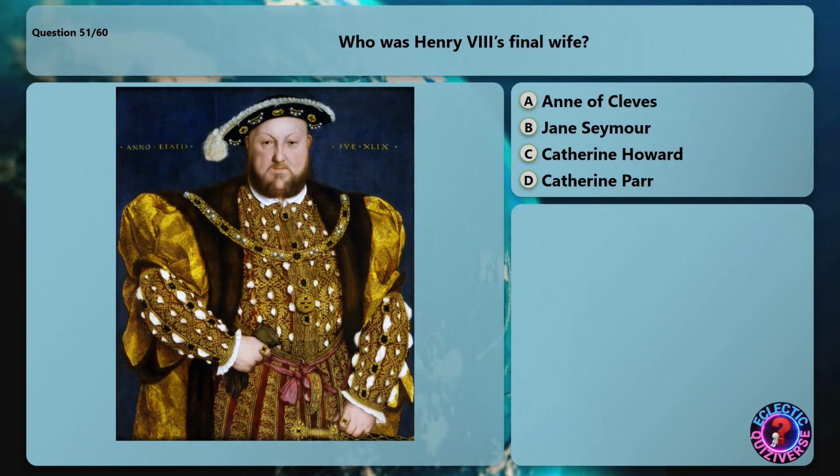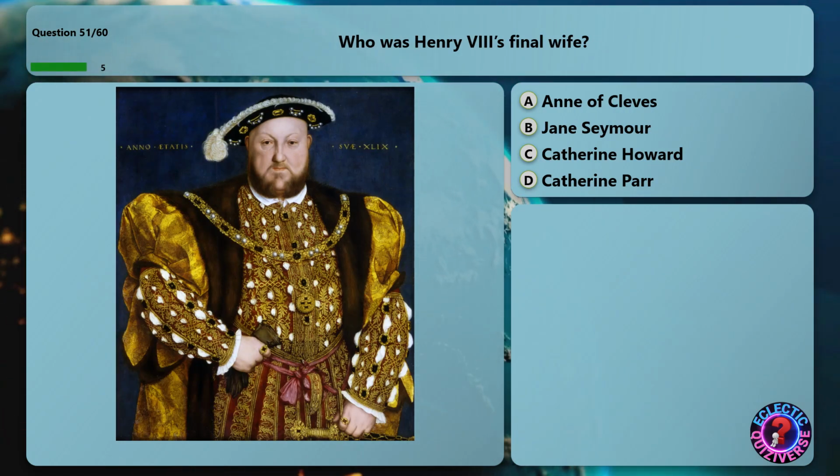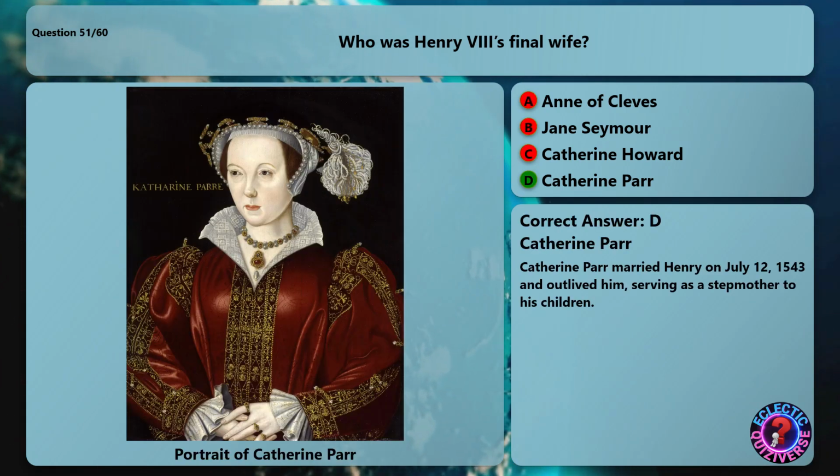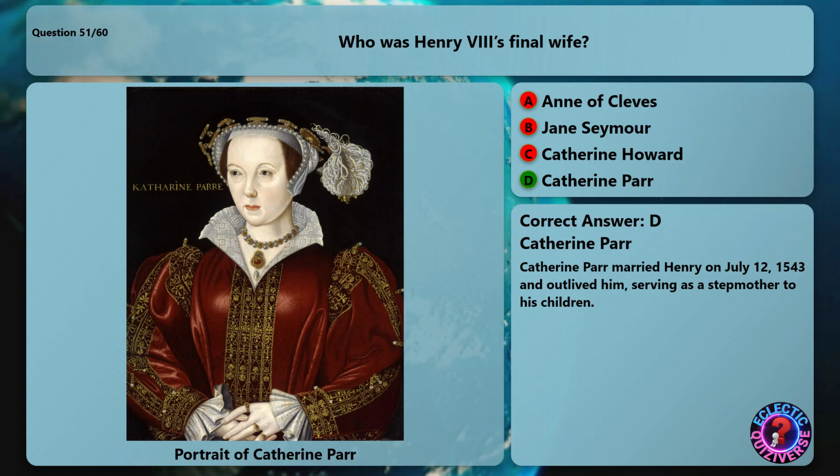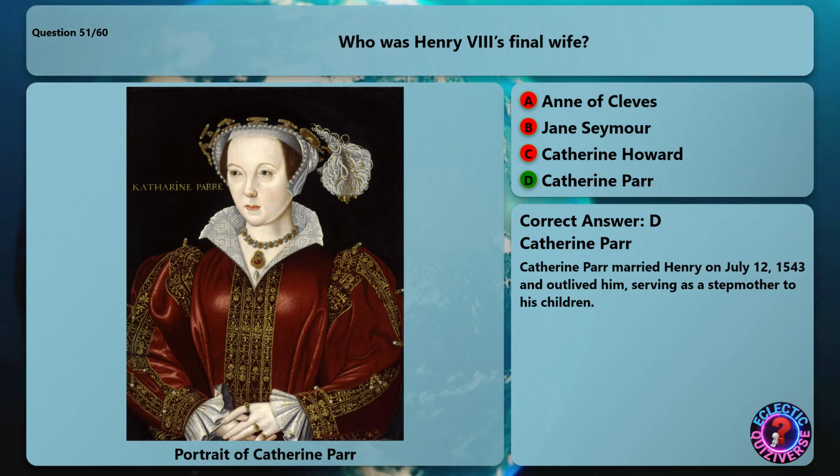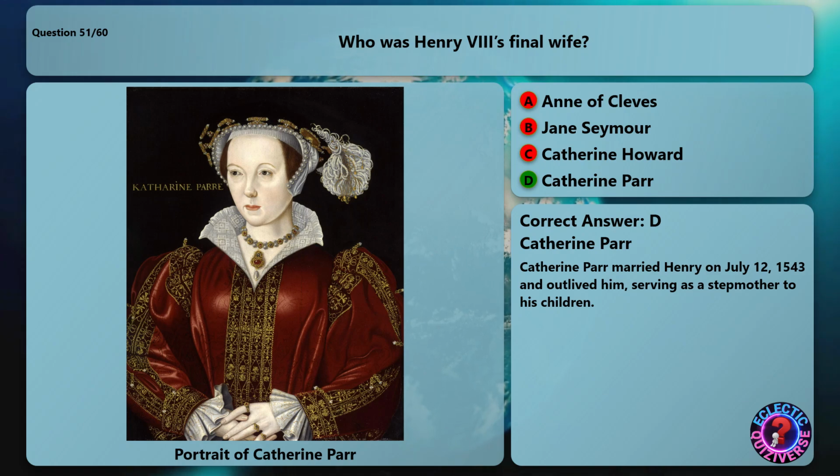Who was Henry VIII's final wife? The correct answer is Catherine Parr. Catherine Parr married Henry on July 12, 1543 and outlived him, serving as a stepmother to his children.